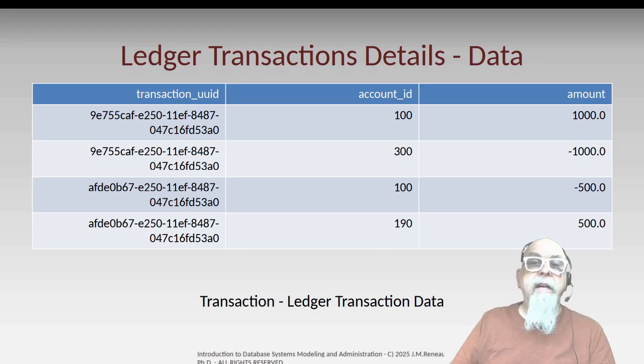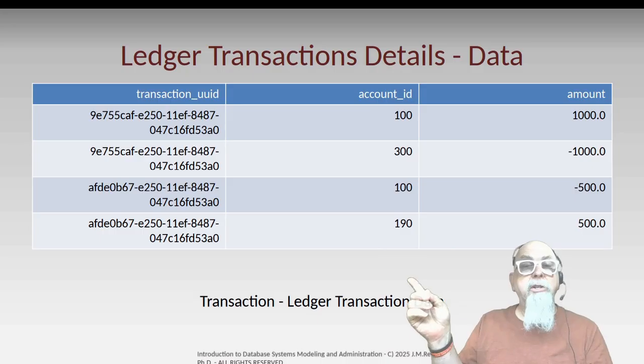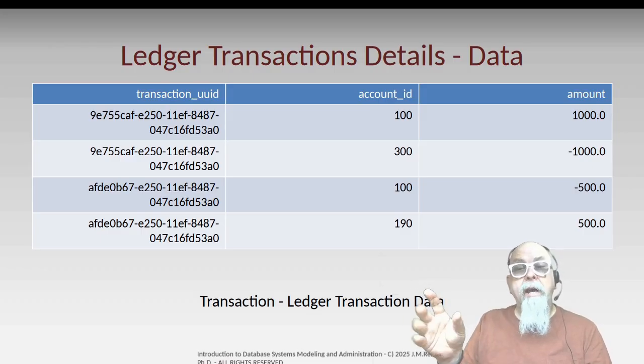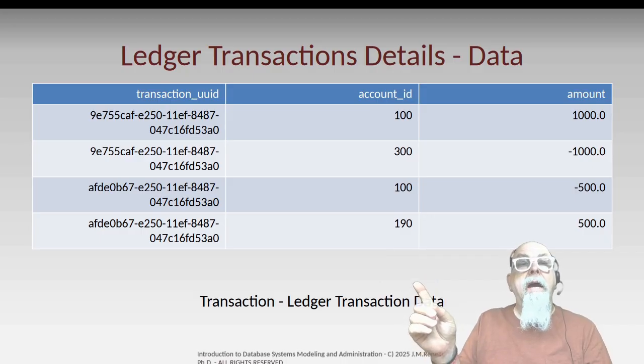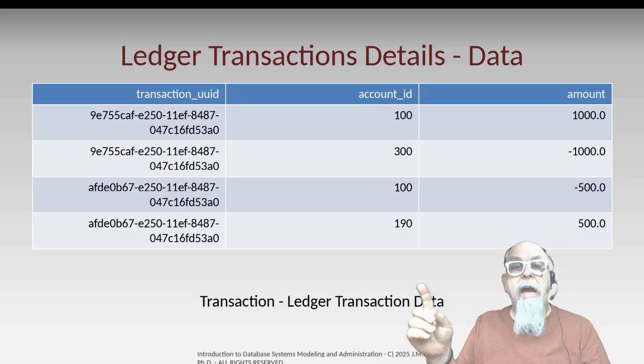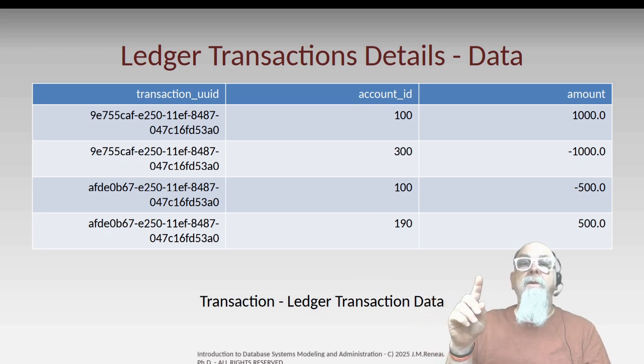Here's an example of ledger transaction detail data, and you can see that there's a transaction ID that goes back to the transaction. Notice that all of these have the same transaction UUIDs, so these are detail that all goes with that one transaction. You can then see the account ID number, account number 100, account number 300, and then you can see the amount that was debited and credited to those accounts in this transaction.